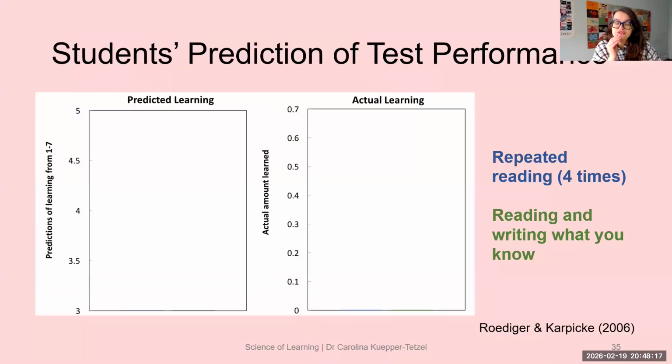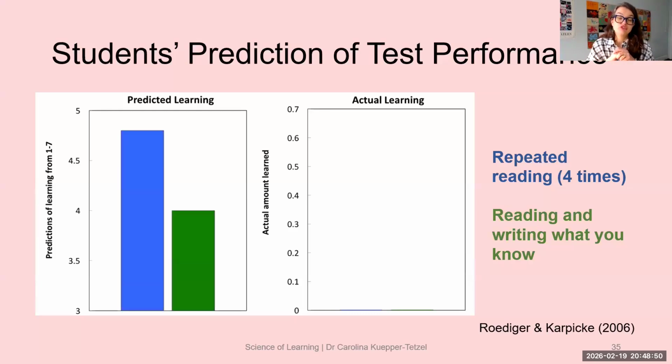And other examples are music and lyrics. To show you how this is investigated: students read a text 4 times in one condition, and in the other condition they read it once. Then they were given a blank piece of paper and asked to remember everything they could and write it down, a brain dump. Afterwards they were asked how well they thought they would do on a future test.